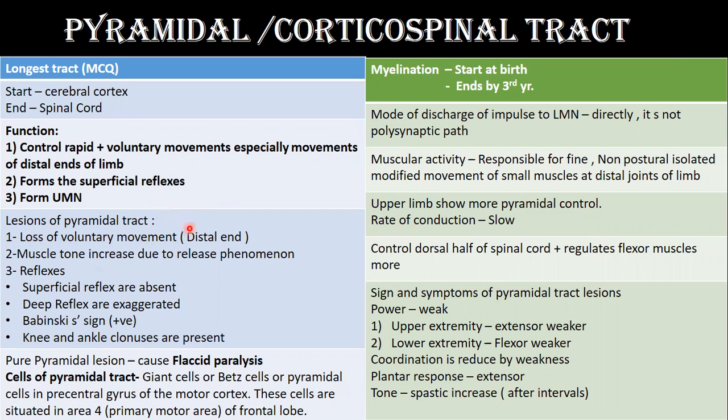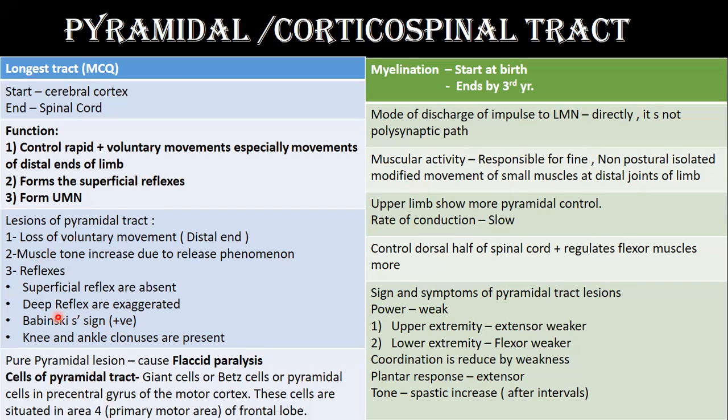If we have a pyramidal deficit, then we have the loss of voluntary movement, because we say it is concerned with voluntary movement, especially in the distal ends of the limb. So it is loss of that. Then there is muscle tone. Muscle tone increases, in a pattern which is known as the clasp-knife pattern. Okay. Then another is Babinski's reflex.